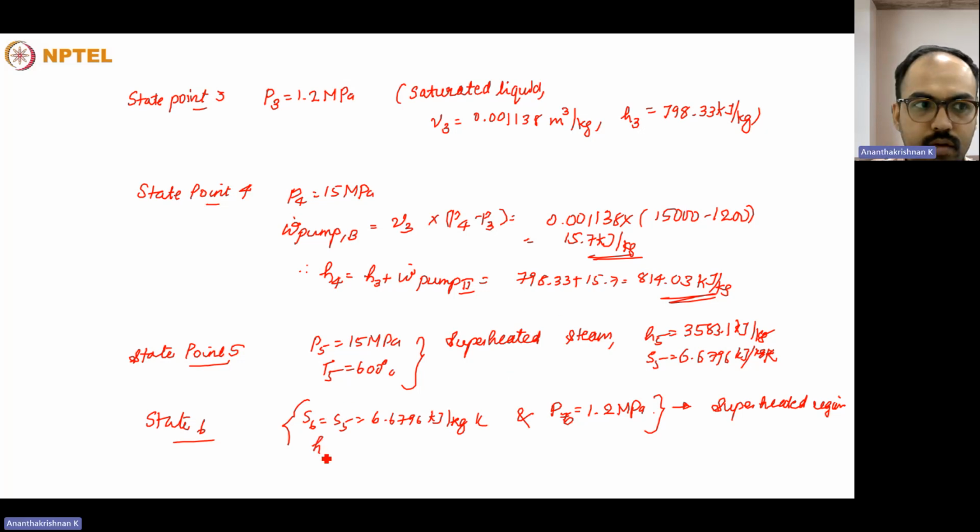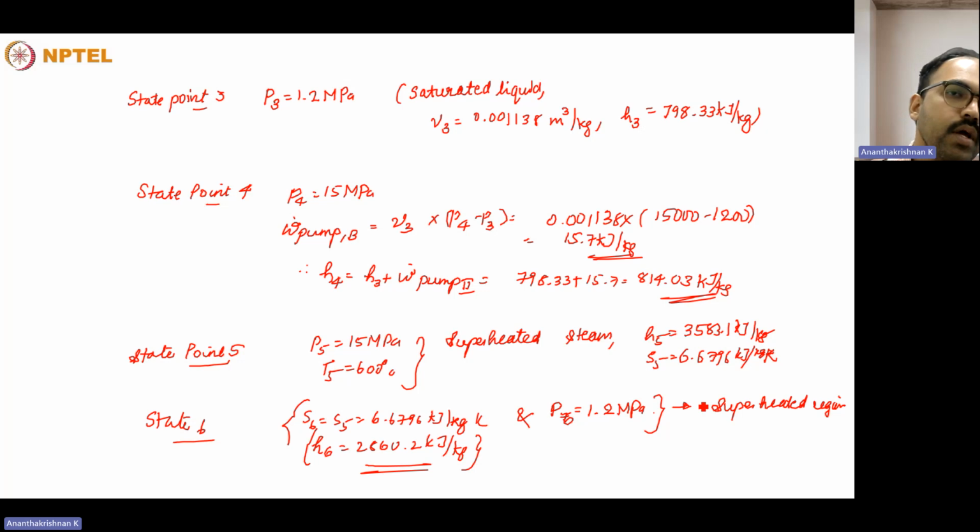the enthalpy will be H6 equal to 2860.2 kilojoule per kilogram. So basically we see at 1.2 megapascal what will be the saturated vapor's enthalpy, and if this enthalpy is greater than that, it will be obviously a superheated condition. That is a check that we have to do from a steam table. Now we can move to the state point 7.